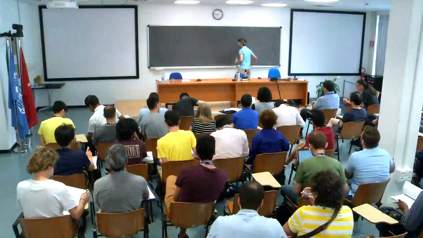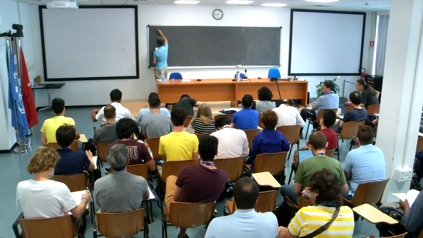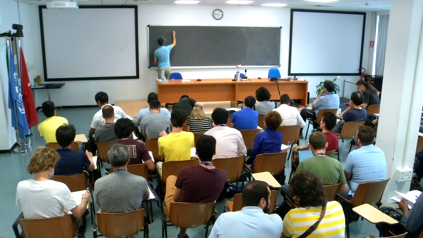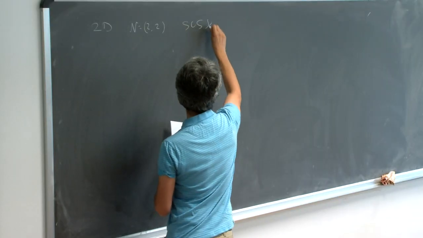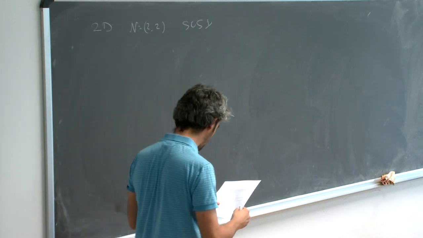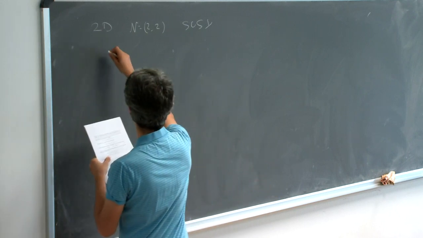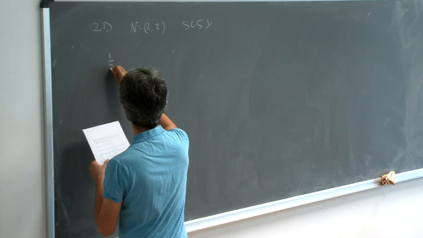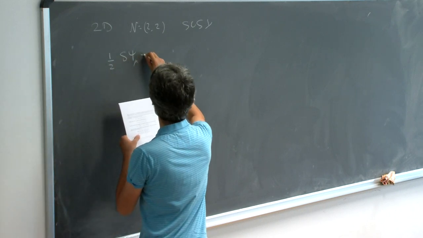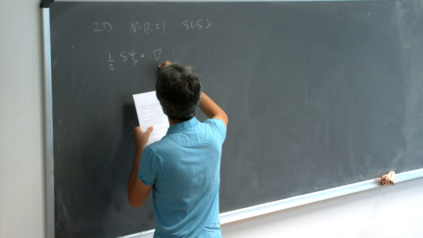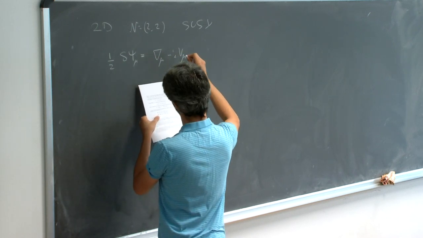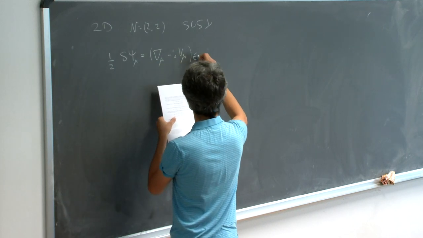particular example. And let me remind you, this example was two-dimensional, N=(2,2) supersymmetry. So we discussed various properties of the supersymmetry algebra and the graviton multiplet and so on. And so we got to the generalized Killing spinor equation. So the variation of the gravitino takes this form in this two-dimensional reduction of new minimal supergravity.